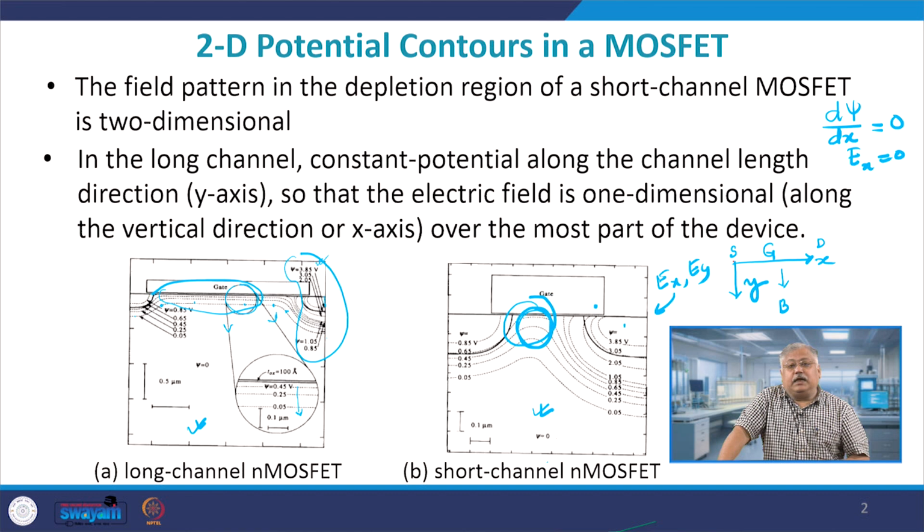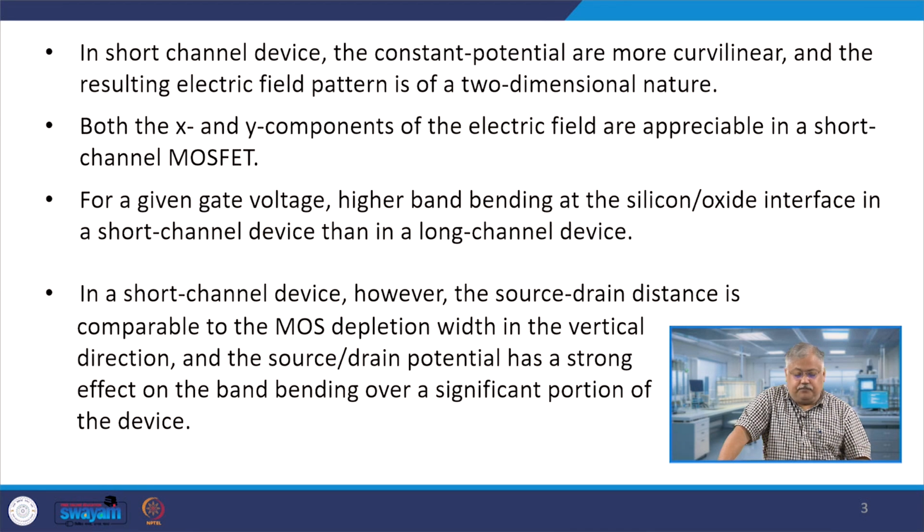This gives you an idea that not only physically, but actually it is true that the electric fields are much larger in the case of short channel devices. So, as you can see, in short channel devices the constant potential plots are curvilinear, and therefore two dimensional electric fields have come into the picture. Both the x and y components of the electric field are there in the short channel MOSFET. And since it is curvilinear, it effectively means that it is again position dependent. I will explain how.